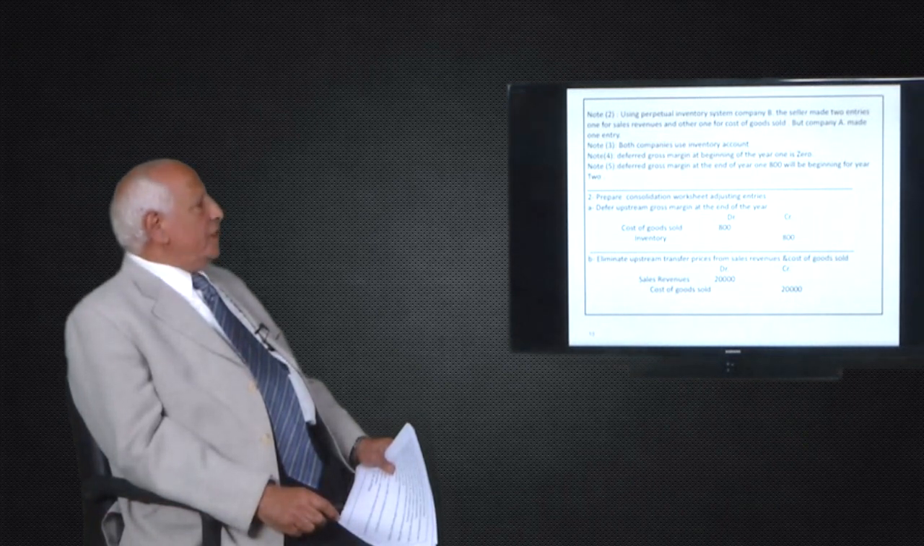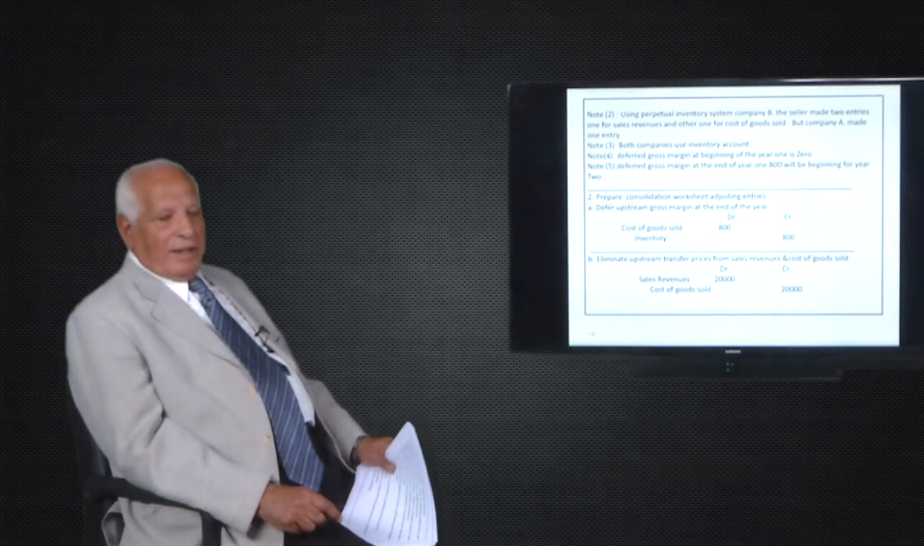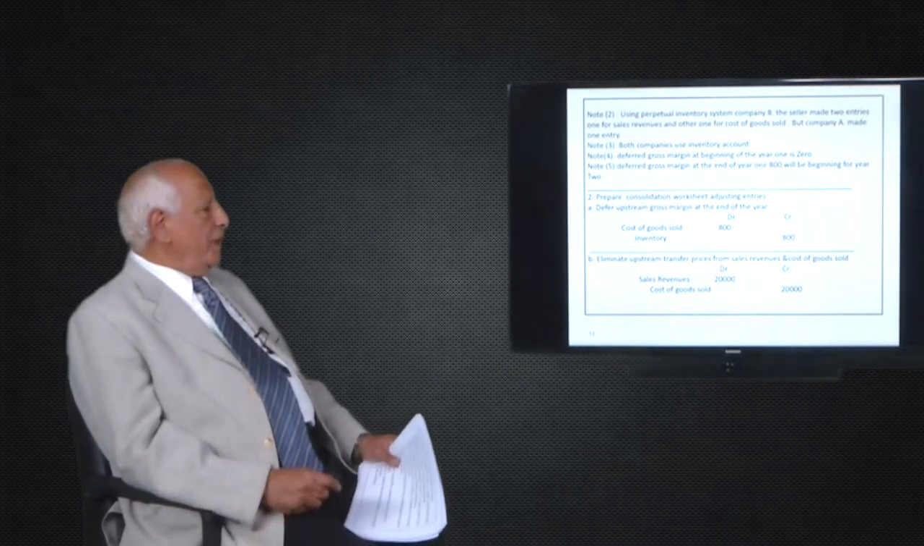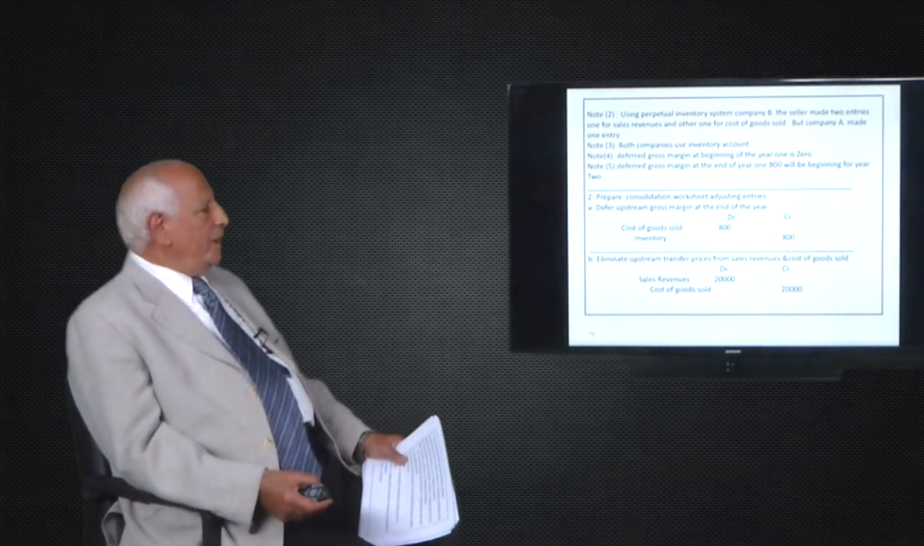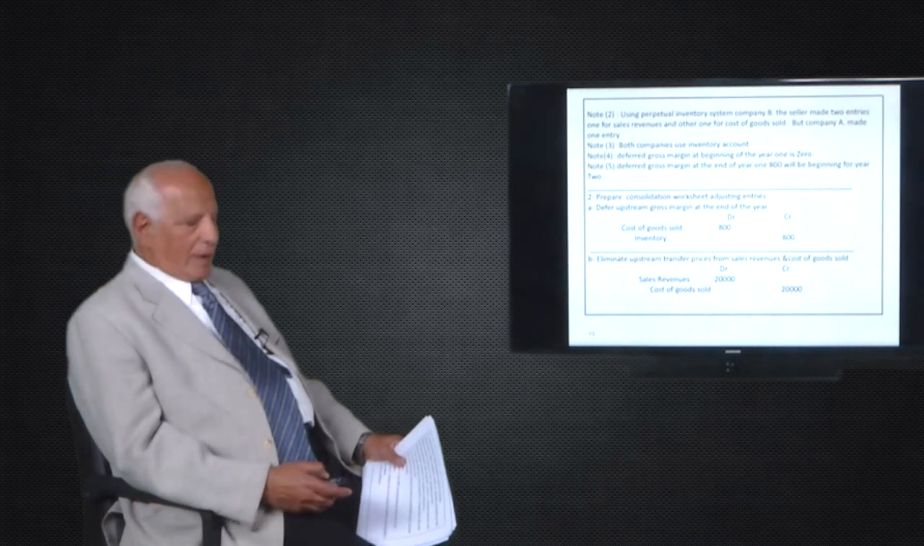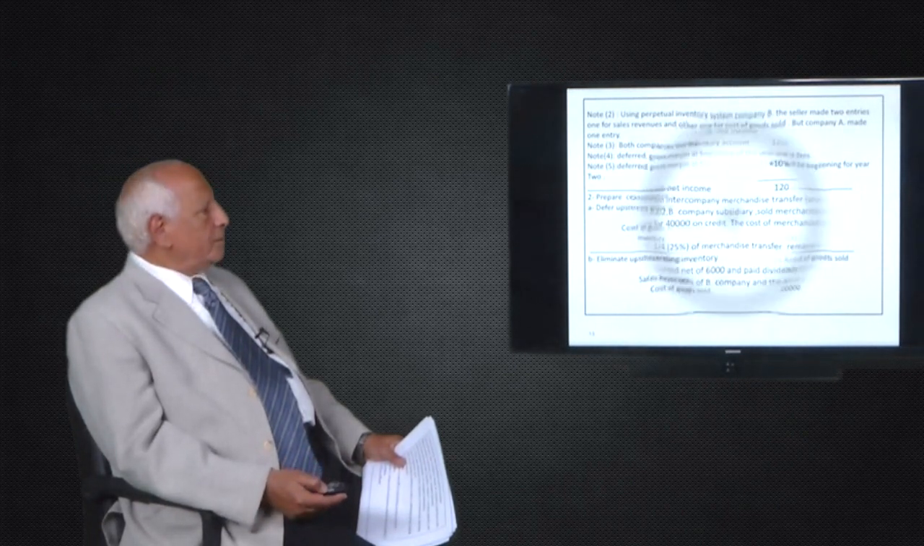This one, defer upstream gross margin at the end of the year: debit cost of goods sold, 800, and credit inventory. Second one, eliminate upstream transfer price from sales revenues and cost of goods sold: debit sales revenues and credit cost of goods sold. That's the opposite. Make sales the debit, make cost of goods sold the credit. Okay. Let's continue.